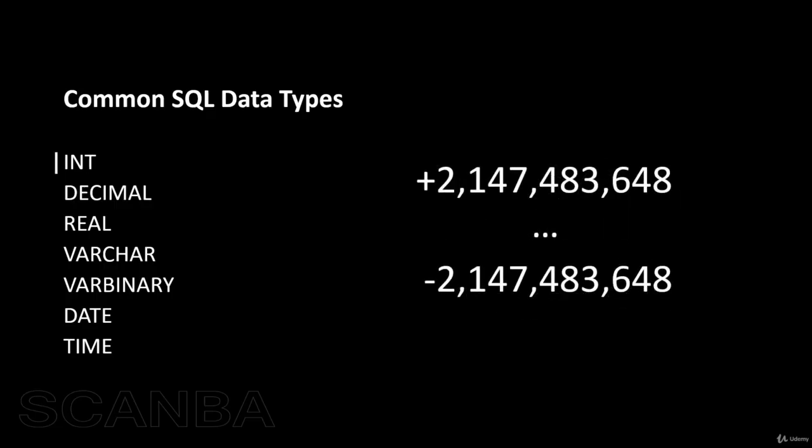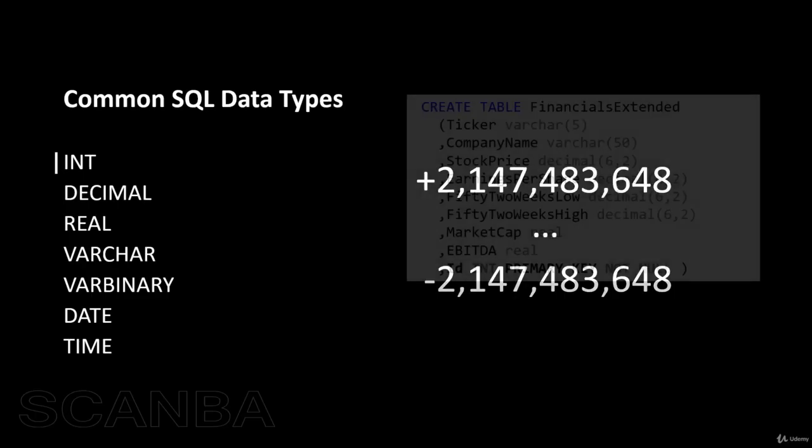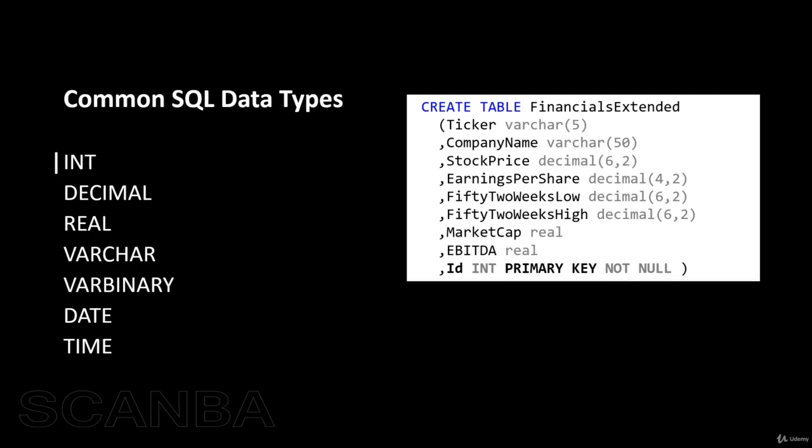Int data type reserves 4 bytes for storing integers in the range between around -2 billion to +2 billion. Integer data types are often used for creating primary keys in the tables, for example 1, 2, 3, etc. For example, in this create table command, the primary key is the integer variable ID.